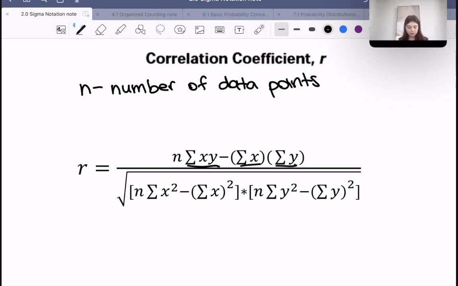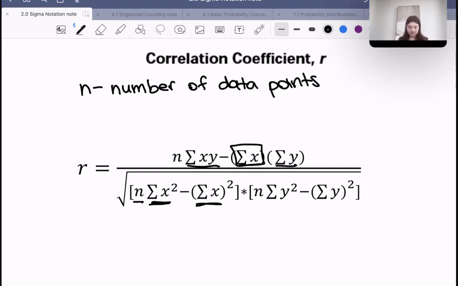And that's over the square root of n, so again, number of data points, times the sum of all the x squared values. So we would take all the x values, we would square them, and then we'd add all those numbers together to get this number here. Then for this one, this one is different. This one is the sum of all the x values squared. So up here, we already would have found the sum of the x values. So we just have to take this number and square it.